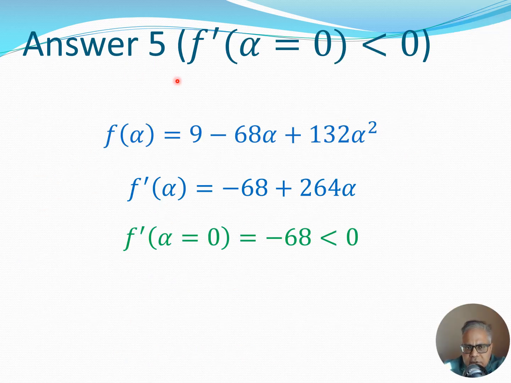So first things first, the simple problem is done first. So we have f here, and then what we do is we differentiate f. So we obtain the f dash value, very simple differentiation. You can see here this becomes minus 68, this becomes 132 into 2, and then I have to see what is the value of this f dash when I put alpha is 0, and of course what happens is I get minus 68, and this is less than 0.